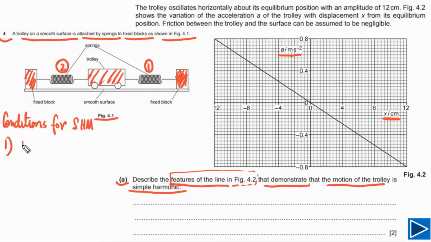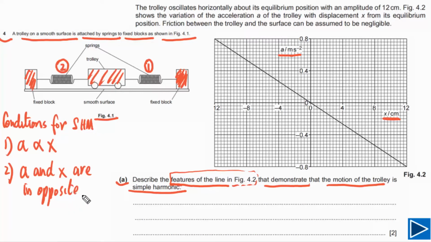First condition is that acceleration has to be directly proportional to x. X is the displacement. It means when displacement is minimum, acceleration has to be minimum. When displacement is maximum, acceleration has to be maximum. Second condition is that a and x are in opposite directions. It simply means that when x is positive, a has to be negative, and when a is negative, x has to be positive, and vice versa. a and x are in opposite directions.